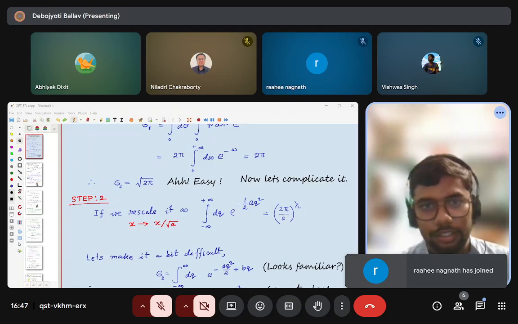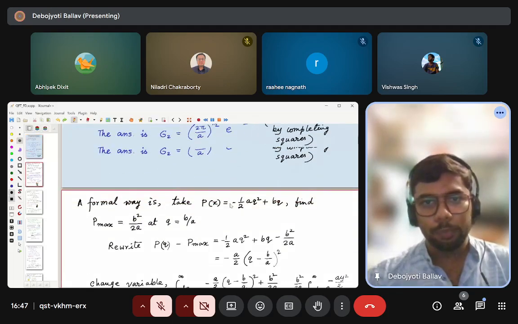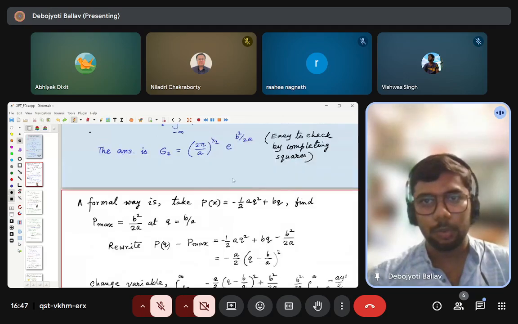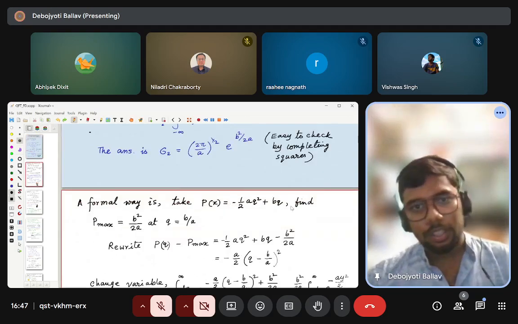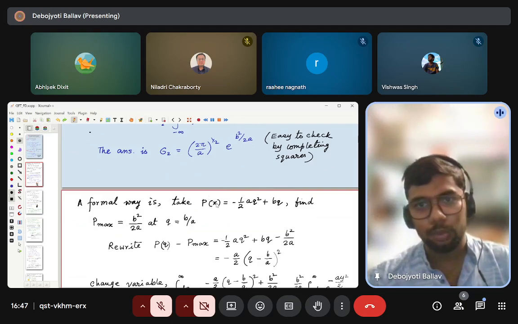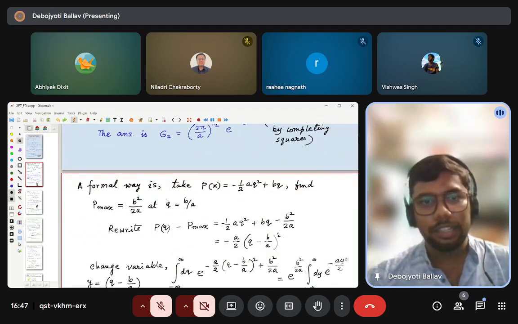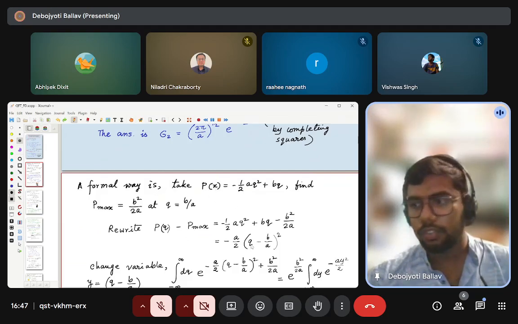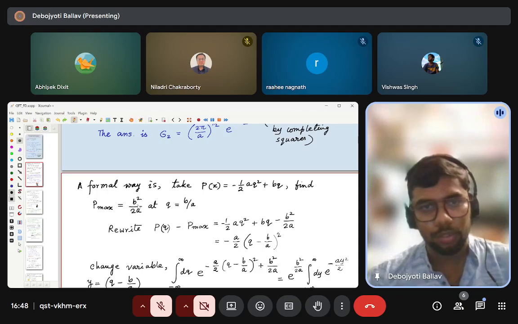Let's see the formal way to do this integral. So what you will do? You will take the exponent of this exponential and you call it some p of x, and you will find the maxima of this exponent. So you take a derivative. Sorry, it will be q, not x. Just a typo. So you will find the derivative of this function p of q with respect to q, and you will calculate the maxima of p. So what is that maxima? That maxima will be at q is equal to b by a, which is b square by 2a.